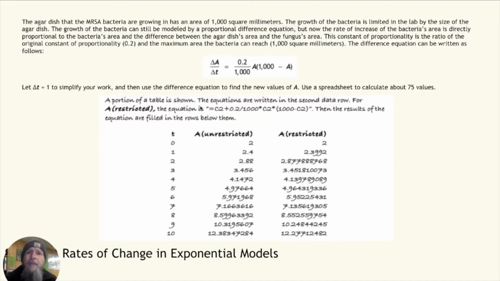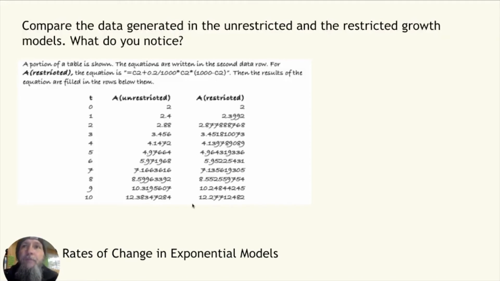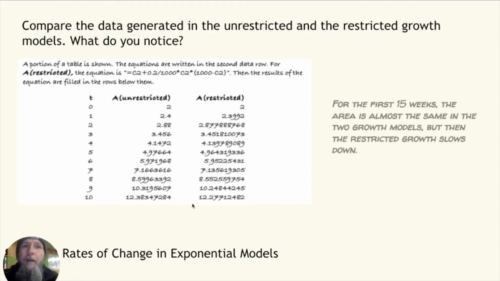A portion of the table is shown. The equations are written in the second data row, for A restricted versus A unrestricted. And the results of the equation are filled in the rows below. So after only 10 units of time, the unrestricted is about 0.1 square millimeters larger than the restricted. We're already seeing some limits to it. We look carefully. What do we notice when we compare?